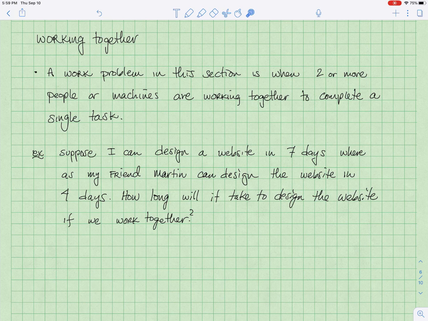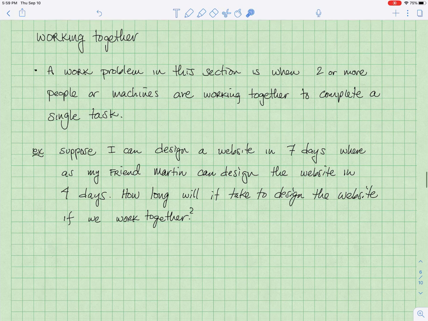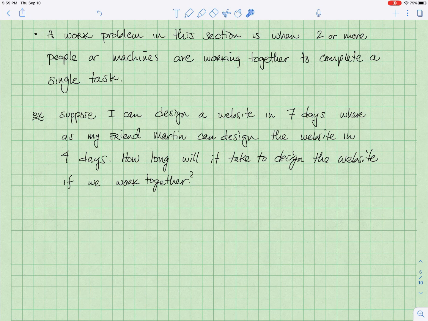So one thing I know for sure here is my answer should make sense when I'm done. If I can do it in 7 days and Marty can do it by himself in 4 days, then working together, we should be able to get it done in less than 4 days. So let's see how we're going to do this.